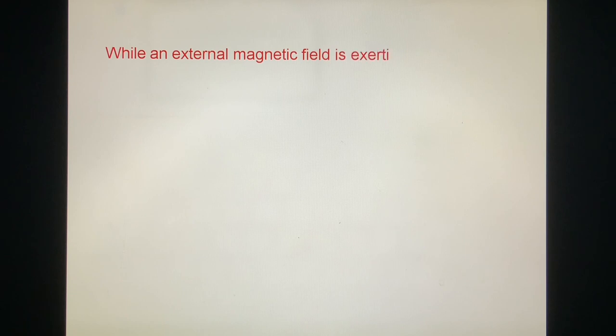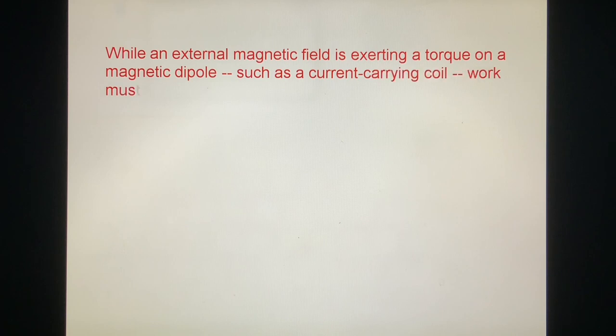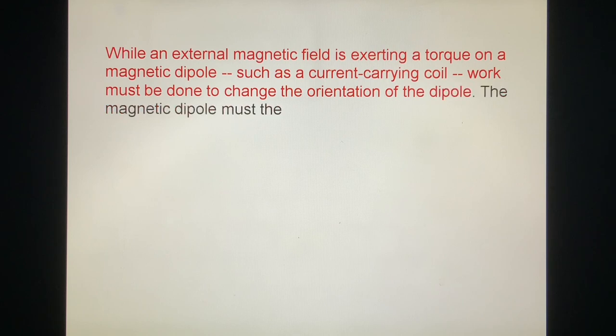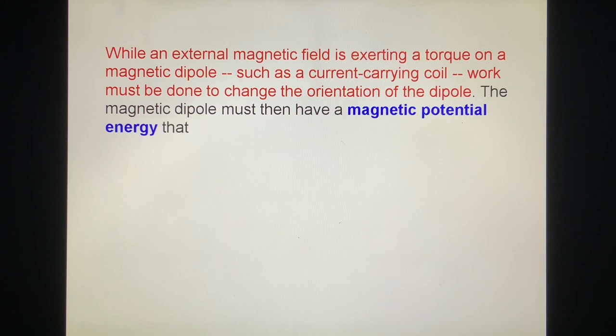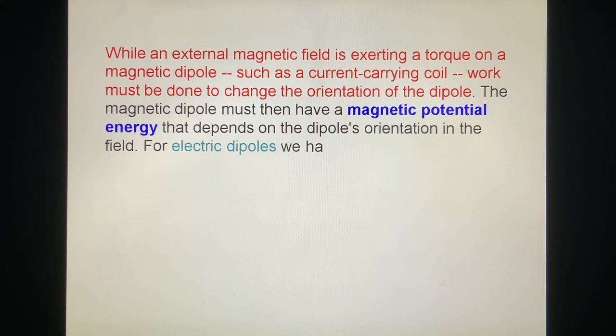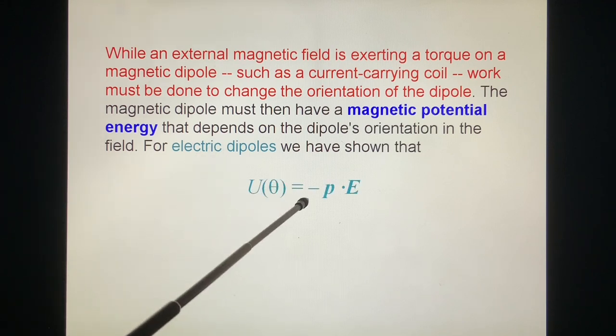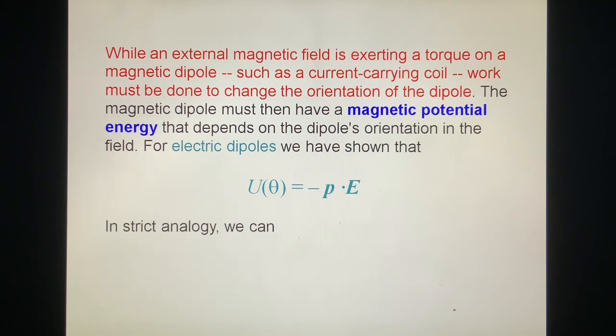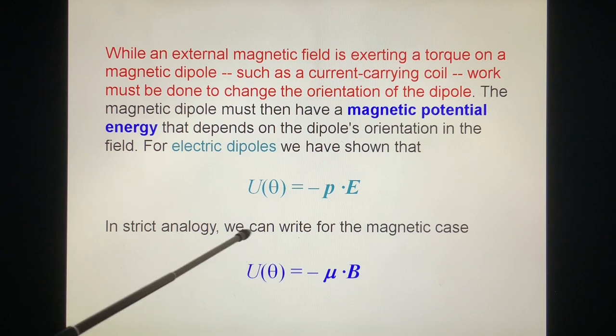Why is an external magnetic field exerting a torque on a magnetic dipole, such as a current-carrying coil? Work must be done to change the orientation of the dipole. The magnetic dipole must then have a magnetic potential energy that depends on the dipole's orientation in the field. For the electric dipole, we have shown that U of theta in the electric field is minus P dot E. In a strict analog, we can write for the magnetic case that the magnetic potential energy equals minus mu dot B.